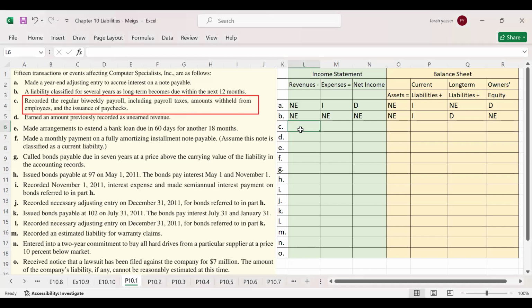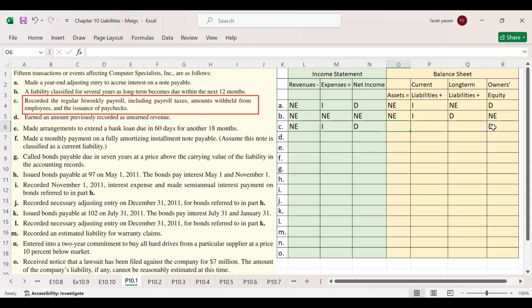So there is no revenue involved in this transaction, so no effect. However, expenses or payroll expenses, or you can say salaries expenses or wages expenses, will be increased. As expenses are increased, this means that net income will be decreased because it is vice versa of expenses, and as net income decreases in this transaction, the owner's equity will also be decreased.